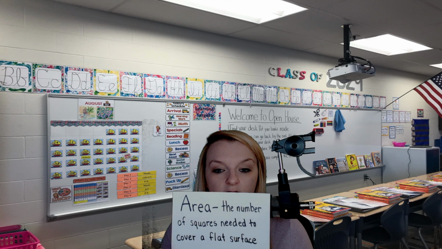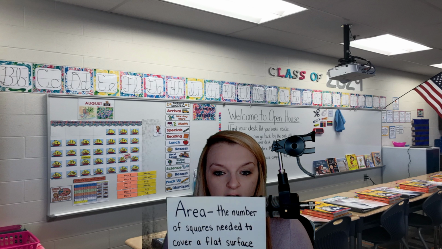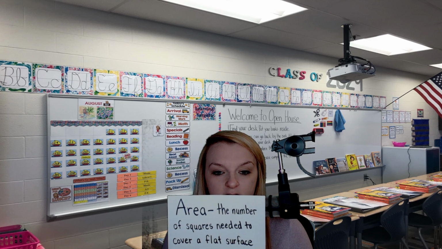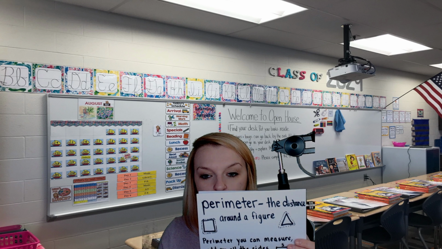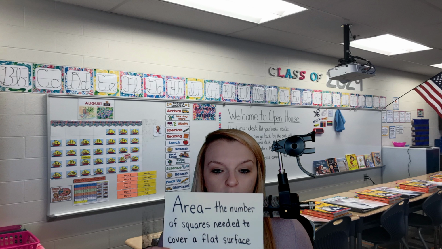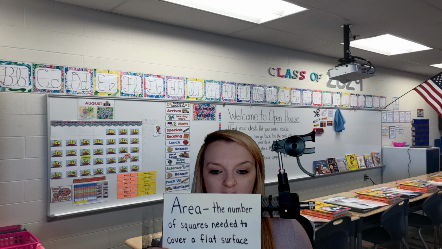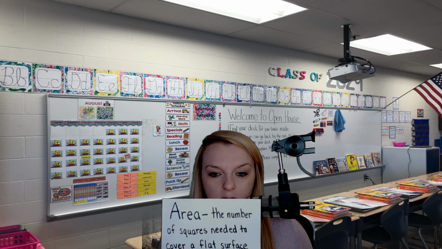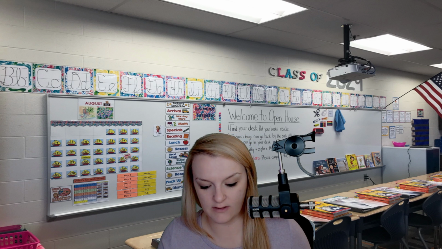Area is the number of squares needed to cover a flat surface. Okay, so perimeter was if I measure around the outside of something. Area is when I want to measure how much space is inside. Okay, how many squares could fit inside of a shape? A flat surface is area. Okay. Now, there is a way that helps us remember the difference.